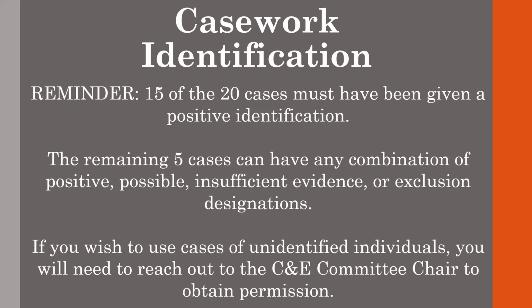As a reminder, 15 of those 20 cases must be a positive identification. So if you've got 20 exclusions, that's not going to work. You've got to get 15 of the 20 that have a positive ID. That means the remaining 5 can be really any combination of the other possible designations.